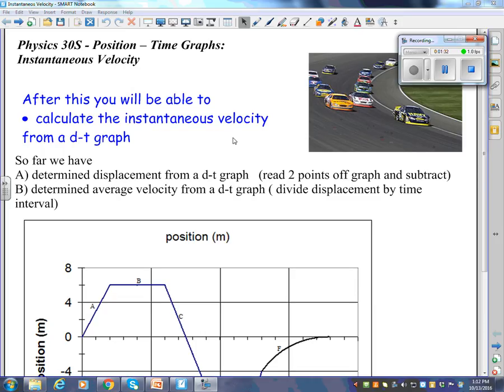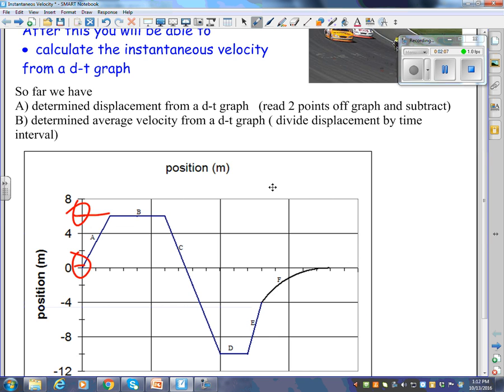Okay. So far, by way of review, we've determined displacement from a DT graph, and how do we do that? Reading two points off the graph and subtract. Two points, subtract, right? And we have determined average velocity from a DT graph by dividing that displacement by the time interval. And when we find average velocity, we're really finding the what of the line? The slope. Slope is average velocity.